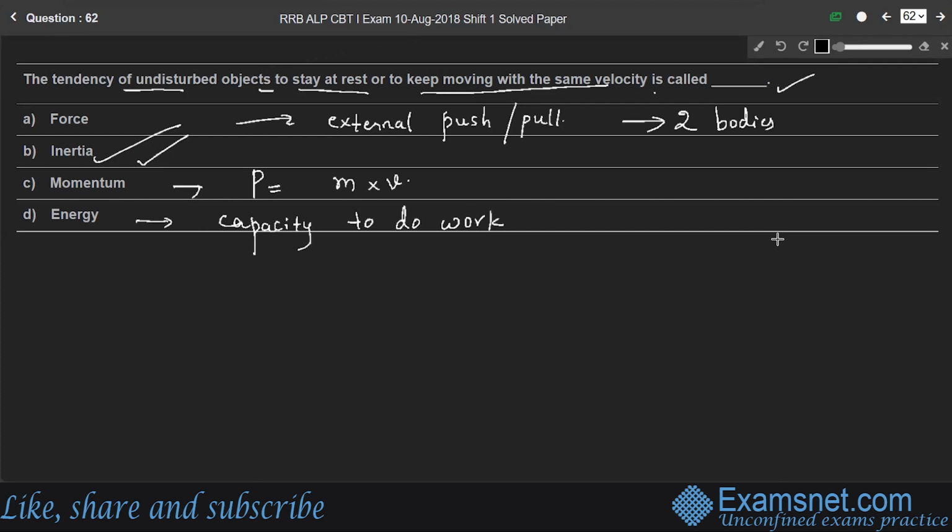Whereas inertia is, it is a tendency of a body to be in a state of rest or to move in a uniform motion, right? Or to move with the same velocity, right? So that state of a body is called inertia. Option B.